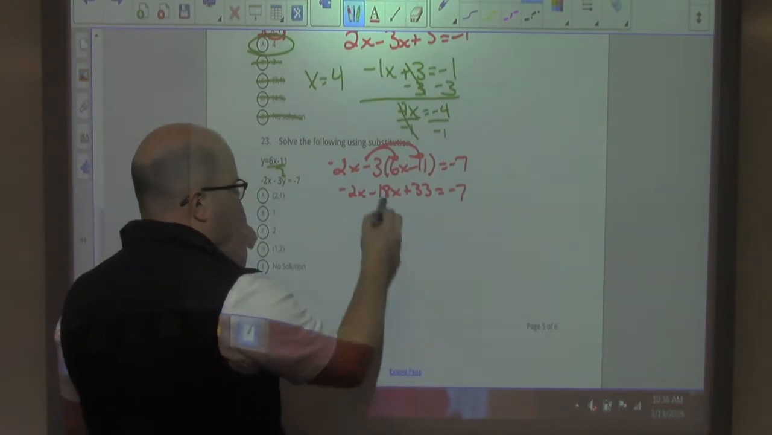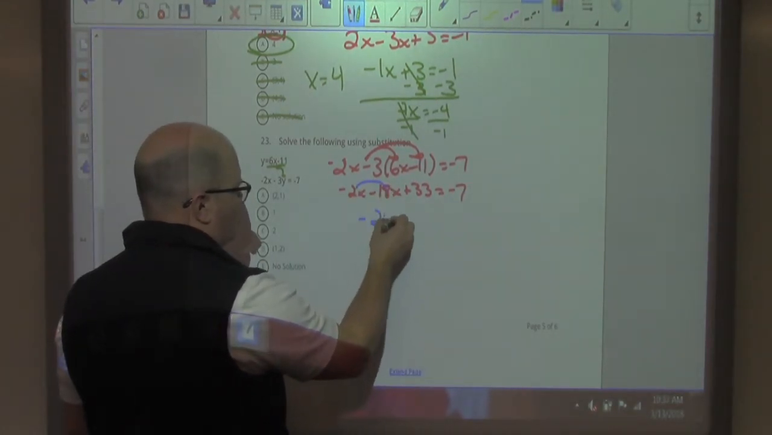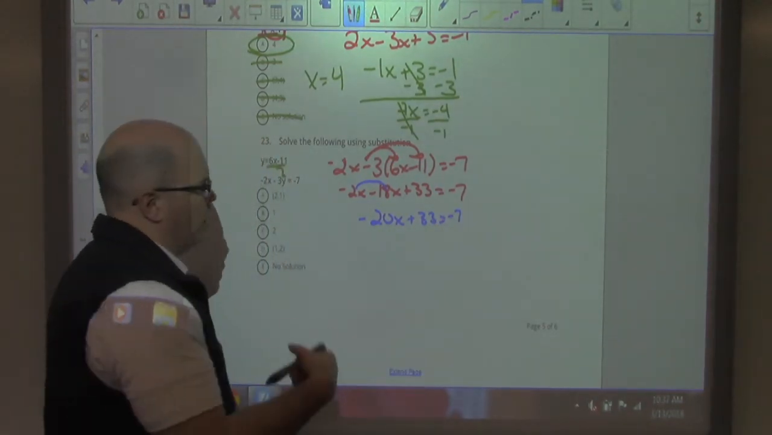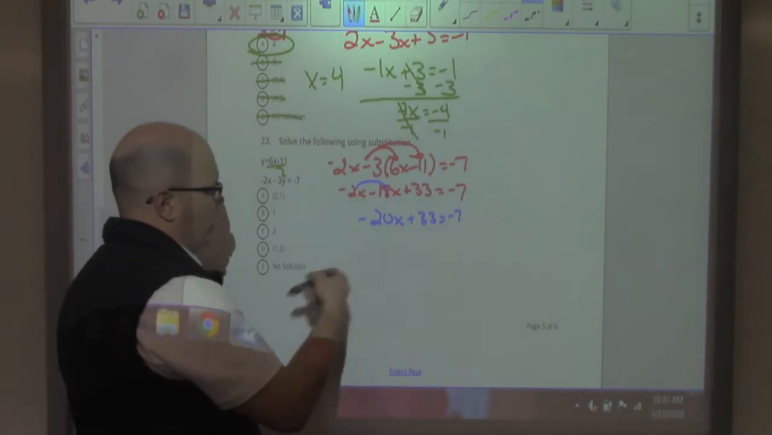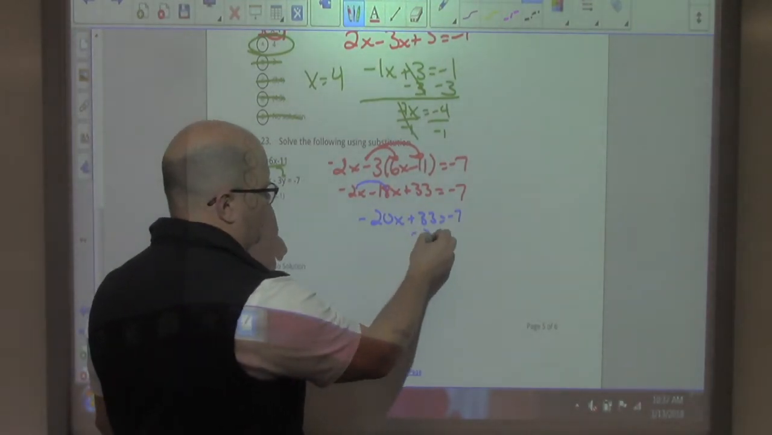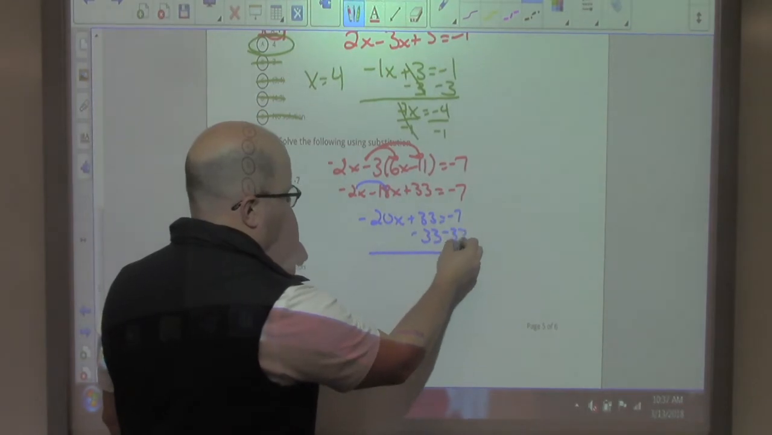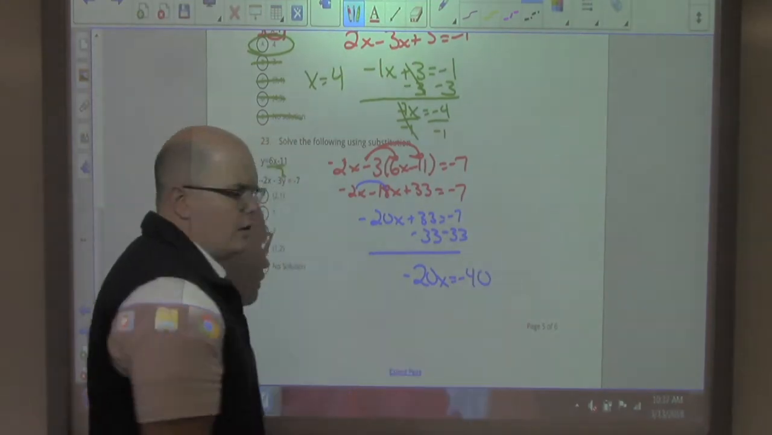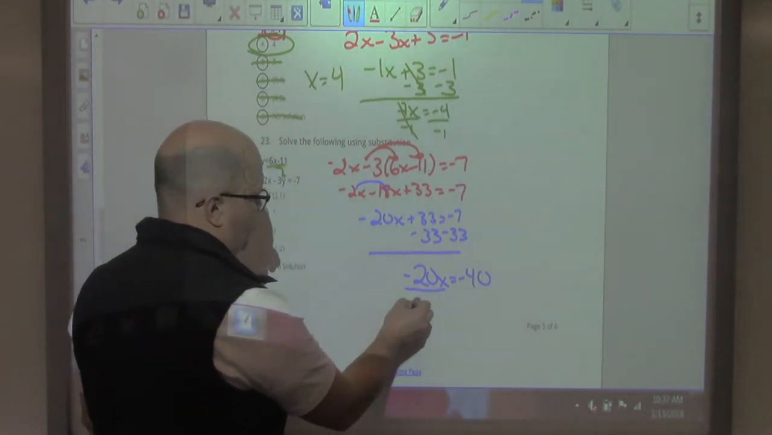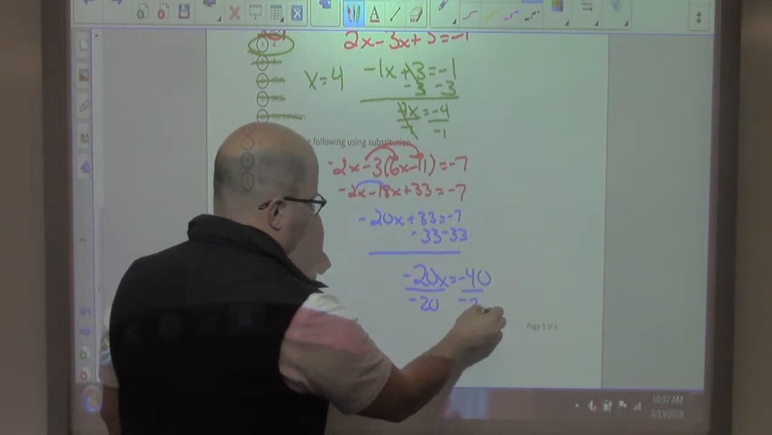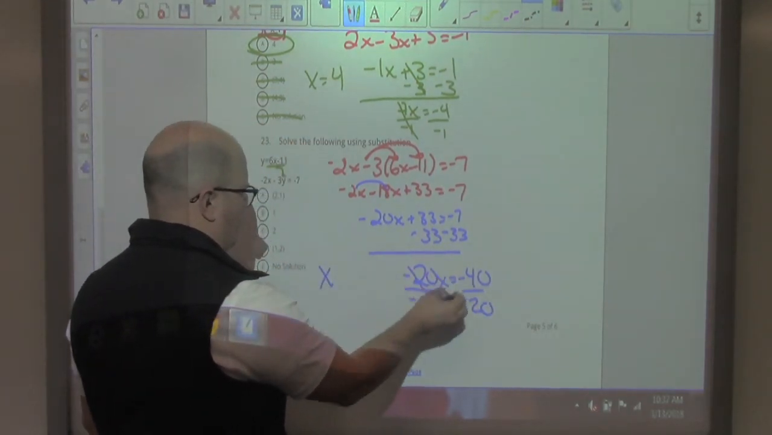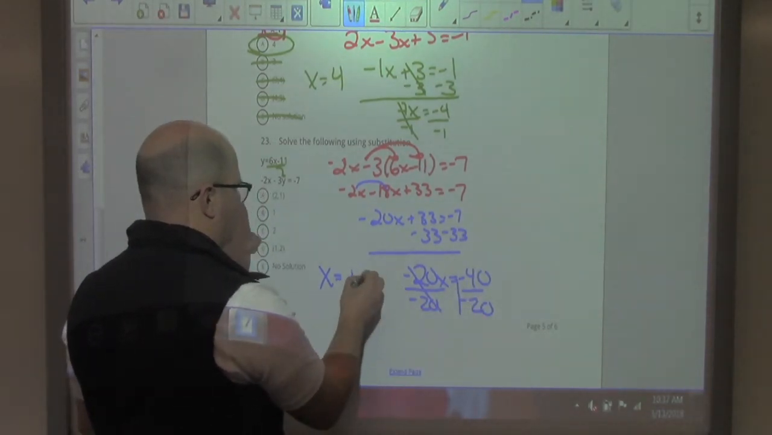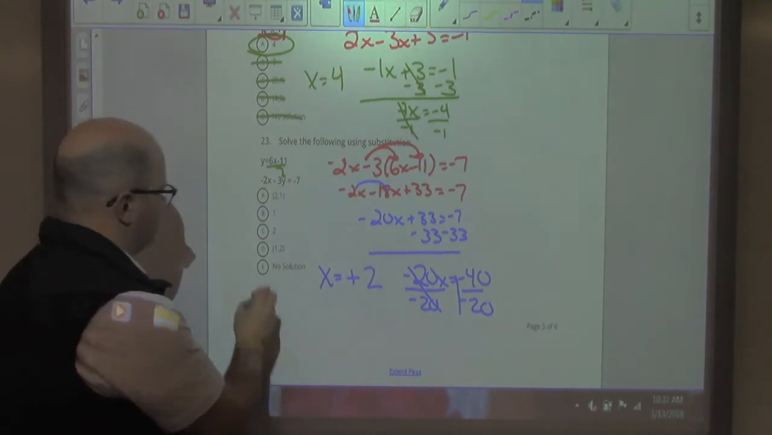I'm going to combine my like terms. So now I have negative 20x plus 33 equals negative 7. Now I'm going to move my numbers to one side and keep my x's on the other. So to do that I need to move my 33 by taking its opposite. So now I have negative 20x is equal to negative 40. Now that I have that, I have to divide both sides by negative 20 to get x by itself. A negative divided by negative is a positive, and 40 divided by 20 is 2. So I have positive 2 as my solution.